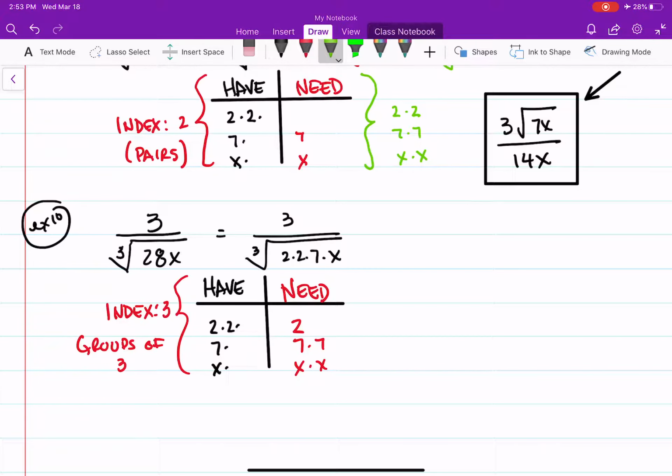So, in other words, if I take my haves and needs and put it together, I have 2 times 2 times 2, 7 times 7 times 7, and x times x times x. Okay? So what I'm doing here is I'm multiplying this by the cube root of 2 times 7 squared times x squared. So I gotta do the same thing on top.